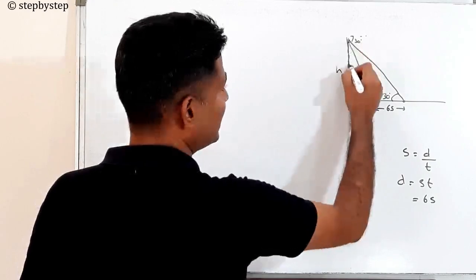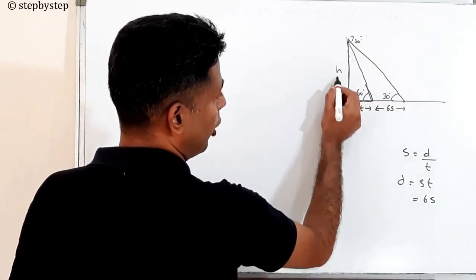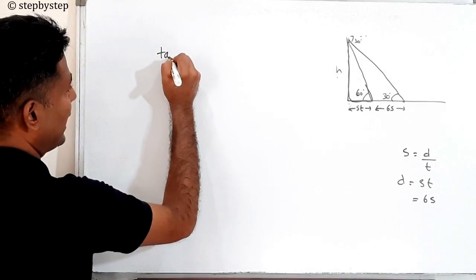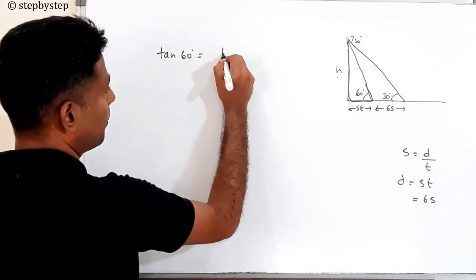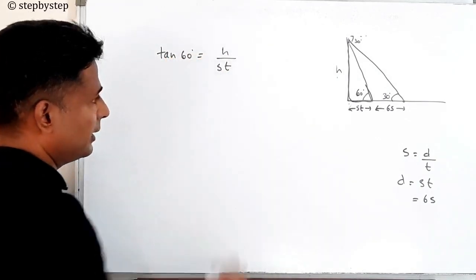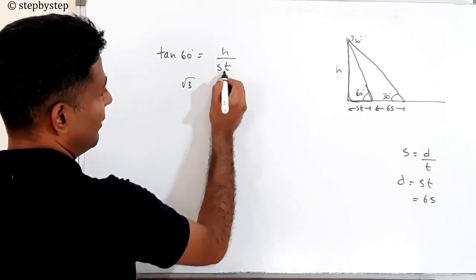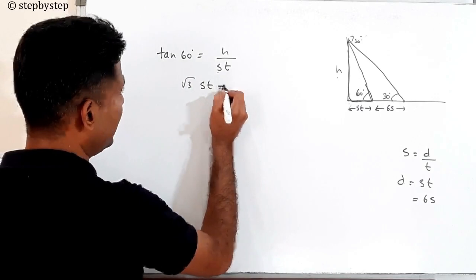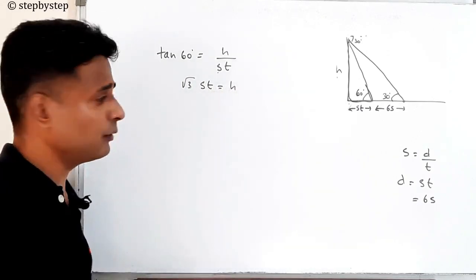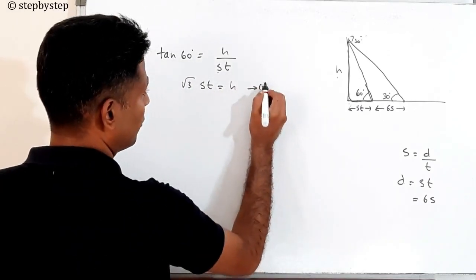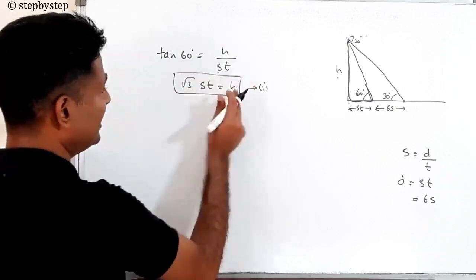Now first I'll take this triangle, with the 60 degree angle, opposite and adjacent side. So tan 60 degree equal to opposite by adjacent, that is h by st. Tan 60 is root 3. And when I take st this side, root 3 st equal to h. That is what we get. So this is our first equation, root 3 st is h.